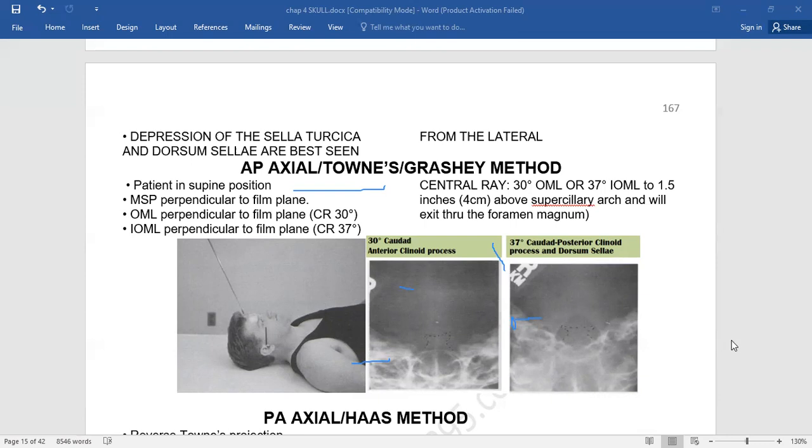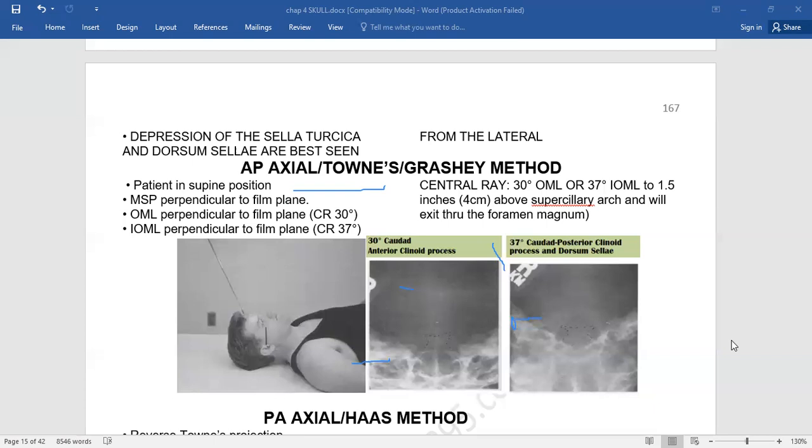So, ang OML at IOML na pag-perpendicular niya sa IR, depende yan sa condition ng patient. Meron kasing times na hindi kaya ng patient na magposisyon kung saan magiging perpendicular yung OML niya. So yung IOML, yung gagamitin natin na palatandaan, so 37 degrees. Pero kapag kaya ng patient, ang OML, so 30 degrees lang yung angulation. So central ray is 30 degrees, again, if OML.